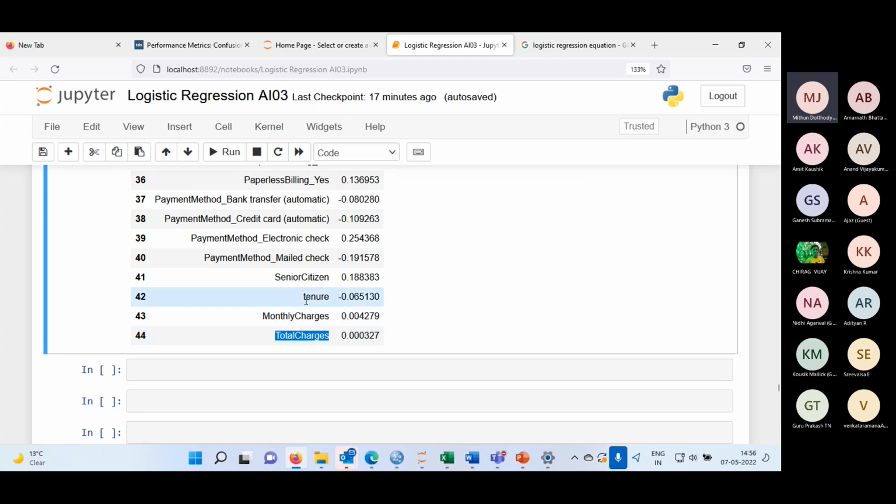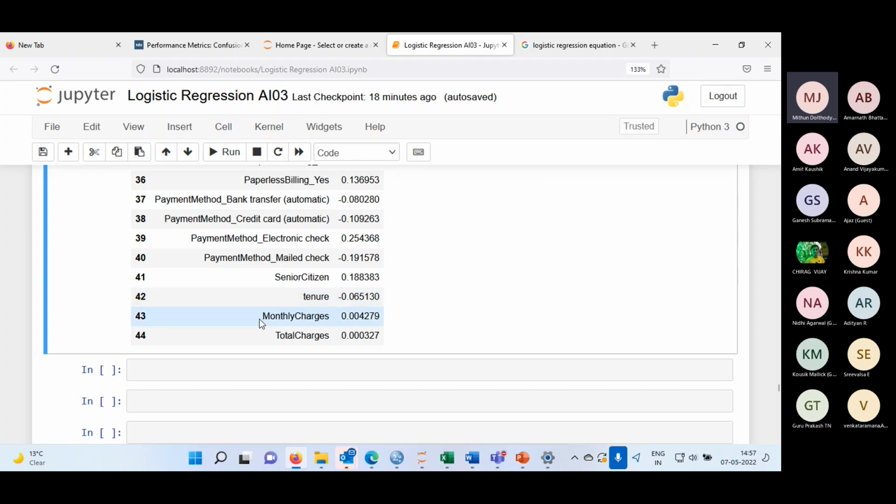I am saying, how do you interpret this negative value? Tenure is my independent variable. This negative 0.06 means that if tenure increases by 1 month, the dependent variable comes down. Why? Because there's a negative sign. Dependent variable coming down means what? The propensity of a person churning will come down. So tenure is having a negative impact on your dependent variable. That's how we should interpret it.